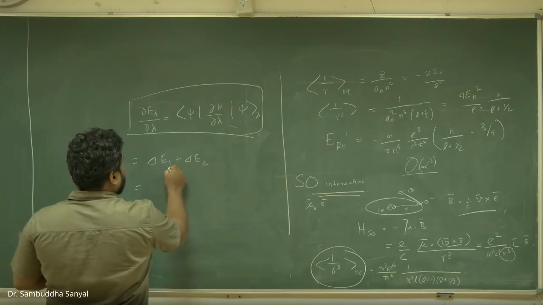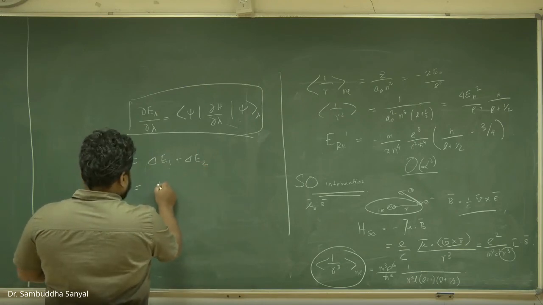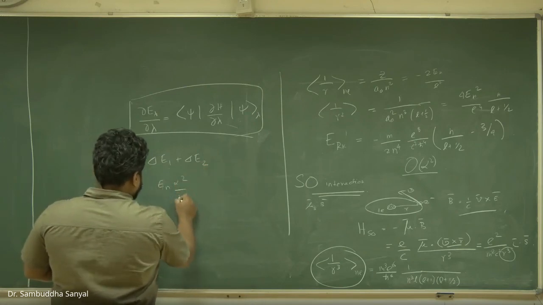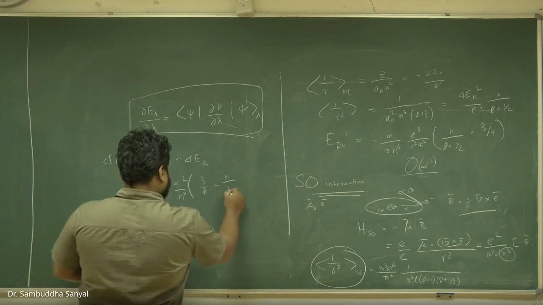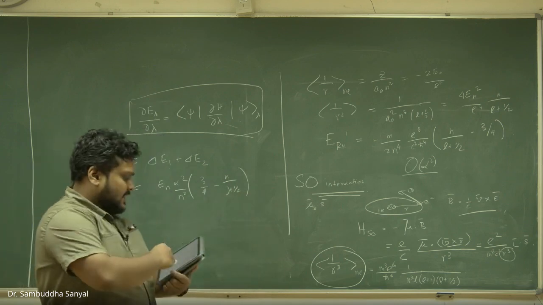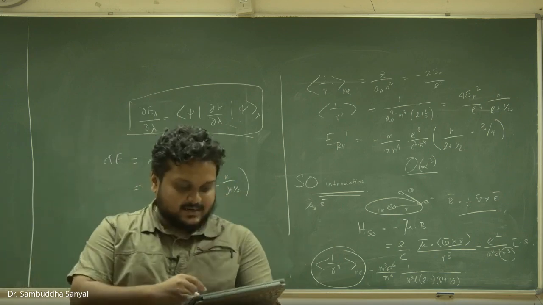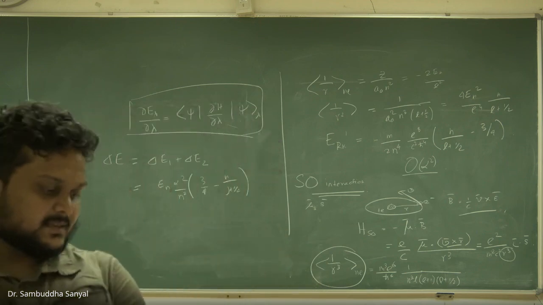So this delta E1 is the relativistic correction, delta E2 is the LS coupling. When you do that, you will get alpha squared over n squared times (3/4 minus n over (j plus half)). Now there is another term, this Darwin term, which I will not do, because it's relativistic and requires the Dirac equation. So this will complete the fine structure.